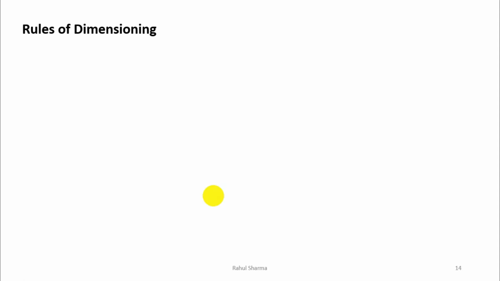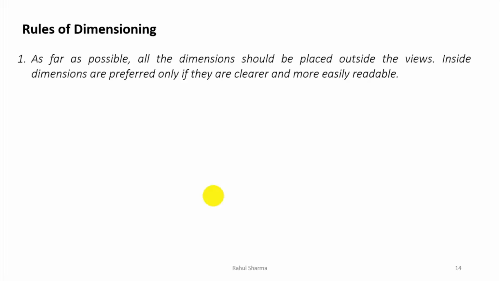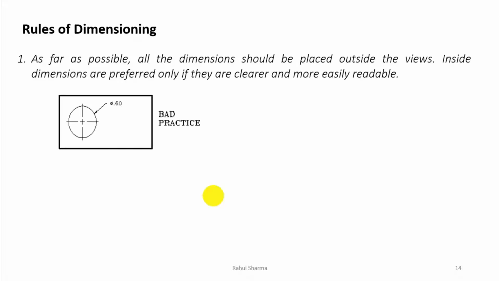Now the very important topic we have to discuss is the rules of dimensioning, or rather the very common mistakes which you make while doing dimensioning. First, a very important rule is that as far as possible we have to do dimensioning outside the diagram. I am showing it with an example.